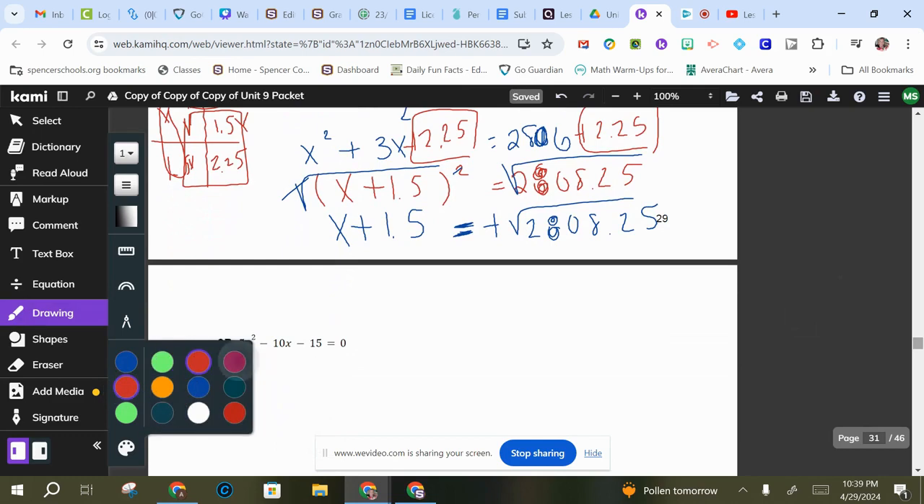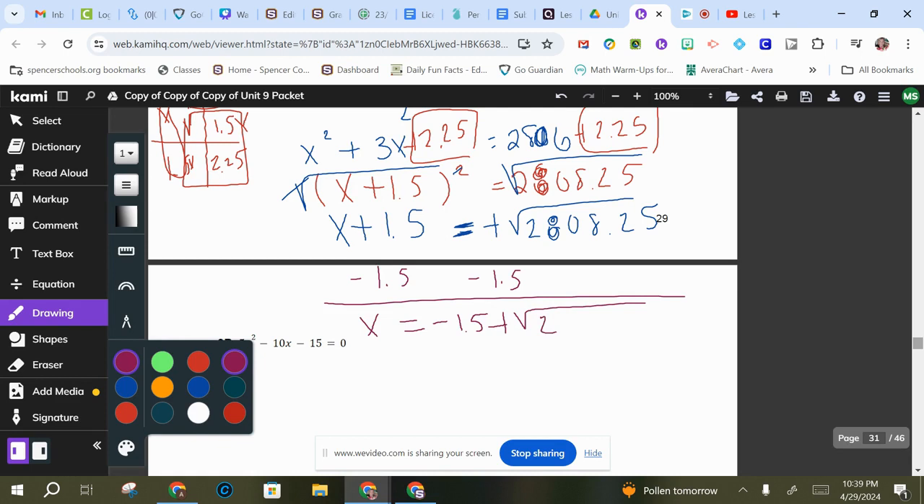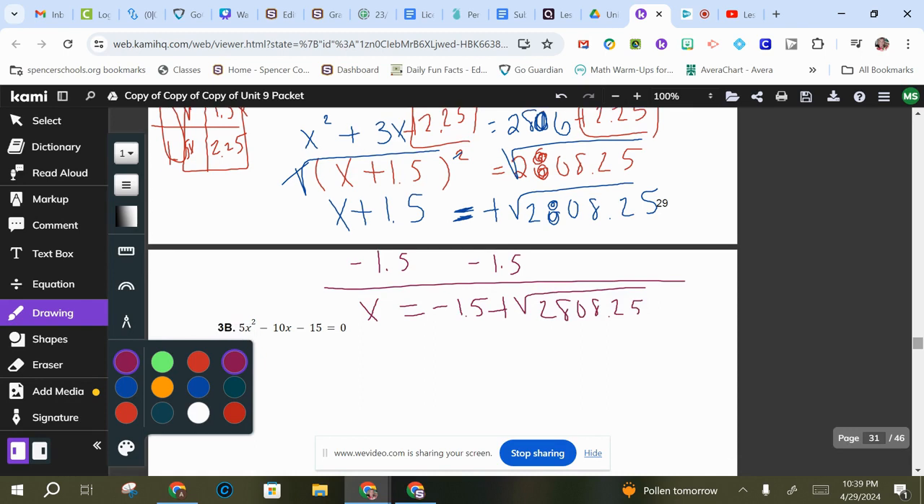I'm going to subtract 1.5 from both sides. So I have x equals negative 1.5 plus the square root of 2,808.25. Now, that's the exact answer. Kind of a weird answer because it's hard to imagine what that is.